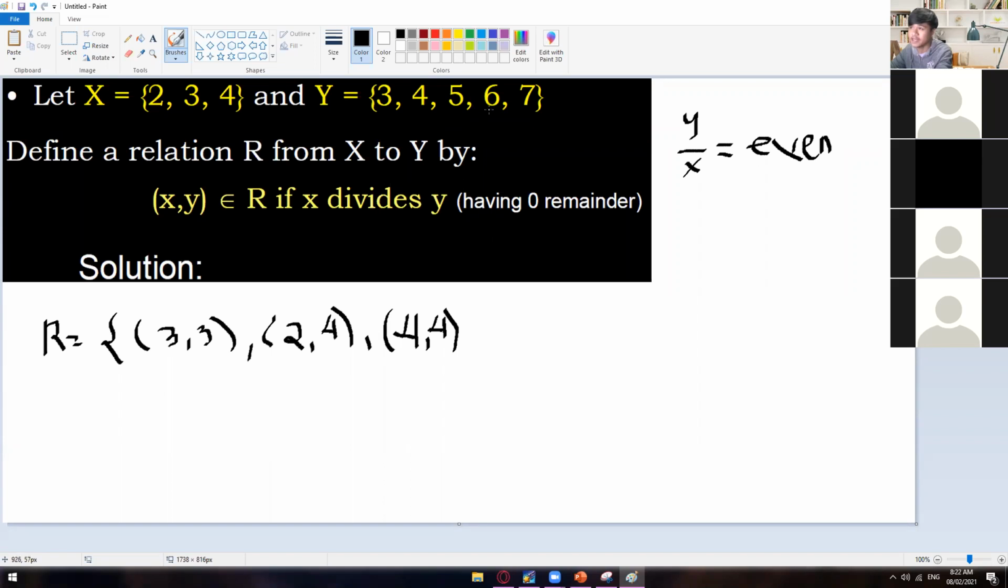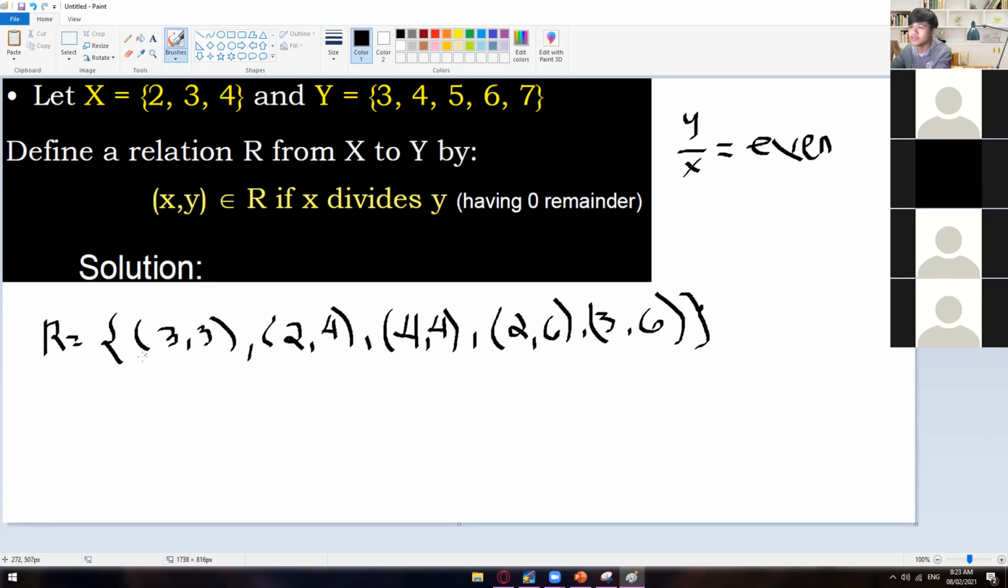How about 6? What are those elements? 3 and 6, sir. 2 and 3, 2 and 6, 3, 6. And then 3 and 6. Okay. How about 7? None. None, right? Okay. All of them will give you a remainder.